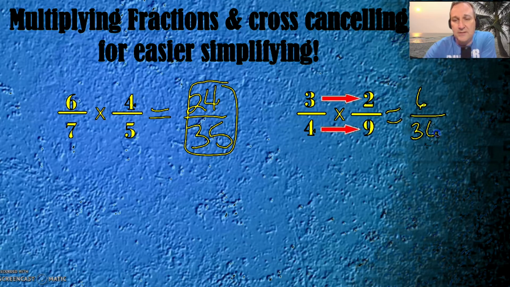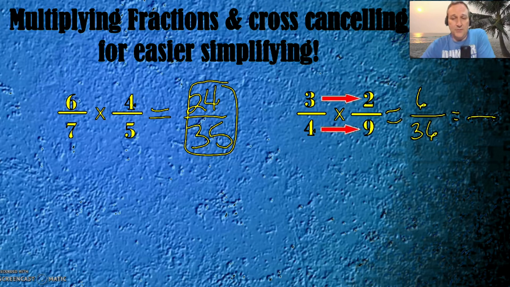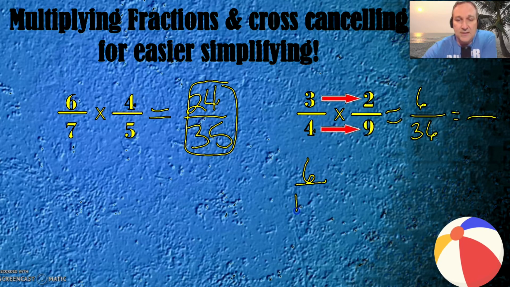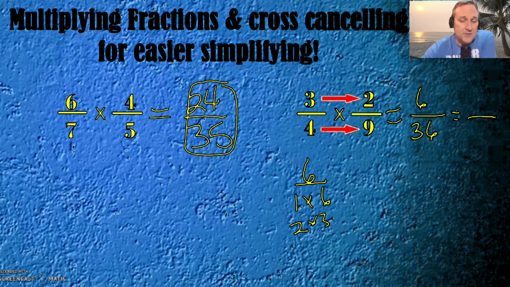When I simplify that, I should be able to divide both of those numbers by the same factor, the biggest factor possible. Okay? Finding factors isn't that difficult either. If I want to find the factors of 6, I'm going to go 1 times 6 and 2 times 3. Factors are all the numbers you can multiply together to make that.